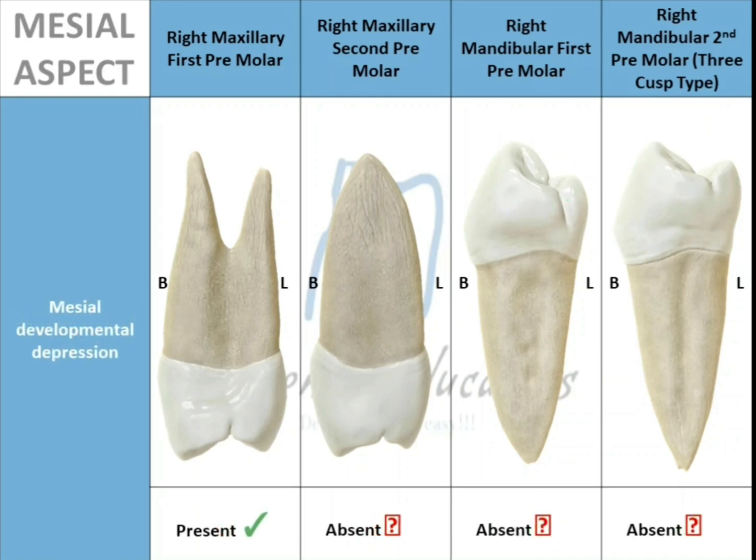Mesial developmental depression is an important characteristic feature only observed for the maxillary first premolars. The mesial developmental depression is evident in the cervical third region of the crown, extending to the cervical third region of the root, as marked in the images below. This characteristic feature of mesial developmental depression is not observed for the maxillary second premolars, mandibular first premolars and mandibular second premolars.